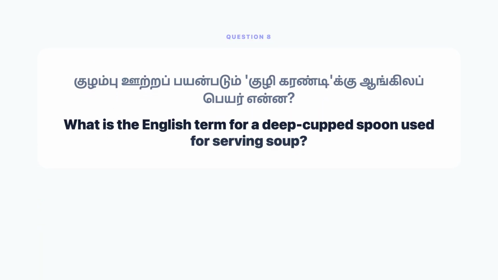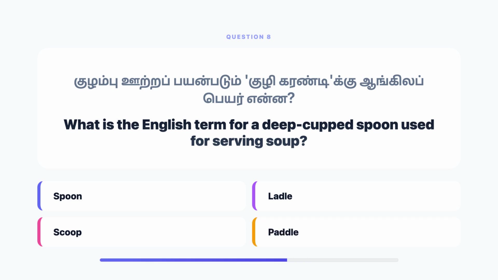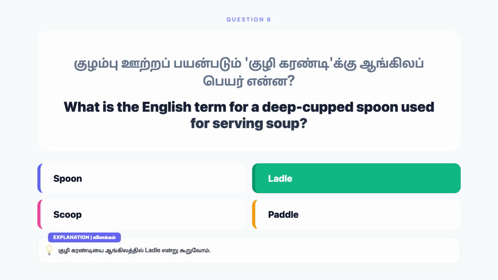What is the English term for a deep-cupped spoon used for serving soup? Spoon, ladle, scoop, paddle. And the correct answer is ladle. Excellent. You got it right.